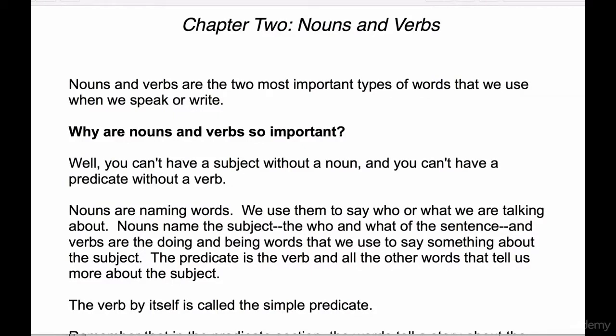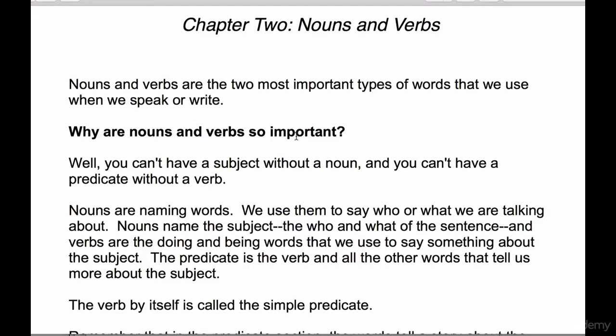Now that we've discussed subjects and predicates, we're going to look at the types of words in English that make up the subject and the predicate. So the first two types of words we're going to look at are called nouns and verbs. Nouns and verbs are the two most important types of words that we use when we speak or write.